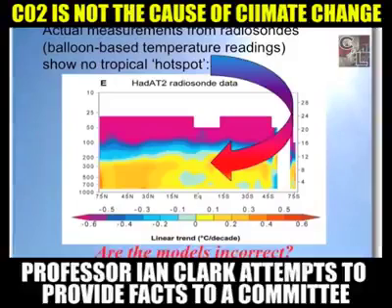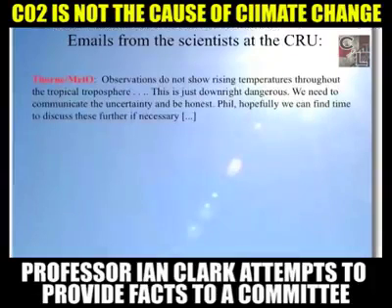And then we can ask, well, what do the people who run these models say? And here's what they say. And these are the famous leaked emails, which give us insight into the thinking of the people who are warning us about catastrophic global warming. Thorne from the Met Office at the Climate Research Unit says, observations do not show rising temperatures throughout the tropical troposphere. This is downright dangerous. We need to communicate the uncertainty and be honest.